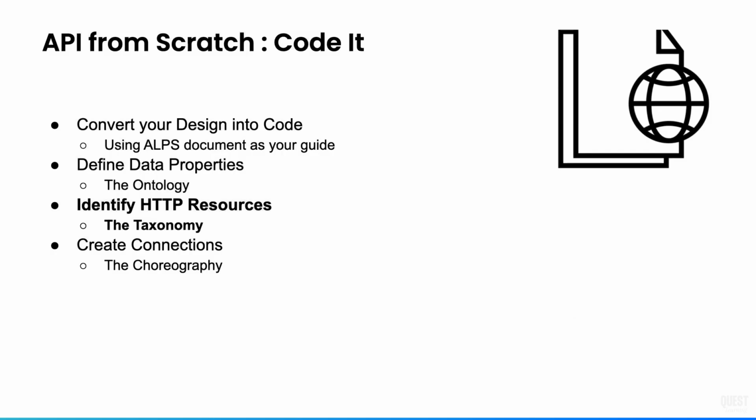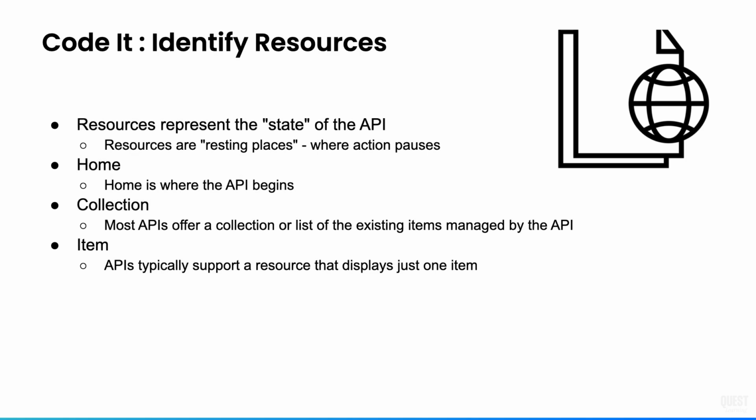All right, we've started with our design. We've focused on the data properties. Let's focus on the next thing, the HTTP resources. Since this is an HTTP API, we're going to focus on exposing a select set of resources. And we discovered those when we were working on our design document. That's the taxonomy. That's the elements of the API itself. Let's take a look at what those are. Resources in HTTP APIs represent the state of the API, the resting places: the home page, the list document, the filter document, the item document, and so on.